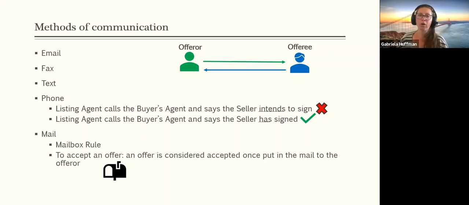Another way to communicate is through the mailbox rule. There's a lot going on with this rule, but we're going to keep it simple for pre-licensing. To accept an offer through the snail mail postal service, an offer is considered accepted once put in the mail back to the offeror. Now, don't worry about what ifs, what abouts, leave that for the courts to figure out. But on the test, to accept an offer, once it has been put back in the mail from the offeree to the offeror, that is considered accepted.